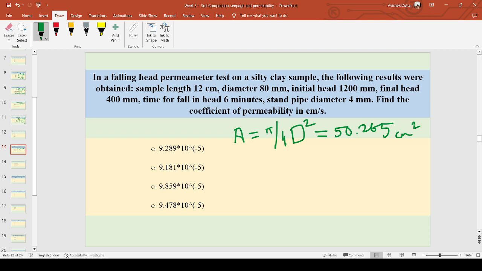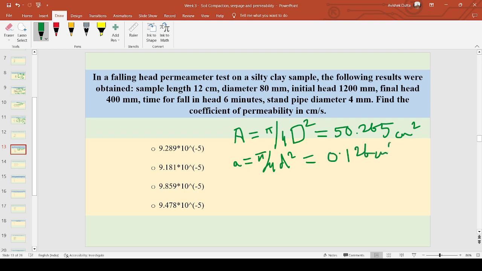Okay. Next, find out the area of the cross section of the standpipe. Same, pi by 4 small d whole square. Small d is how much? Small d is 4 mm. Again, find out this area in terms of centimeter square. I think you will get 0.126 centimeter square if you solve it now.